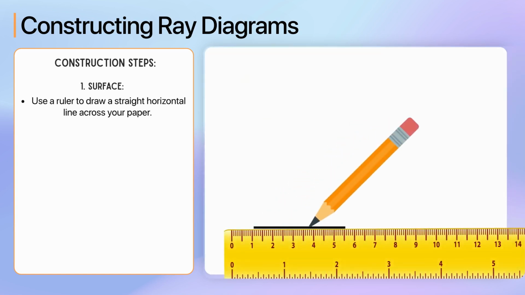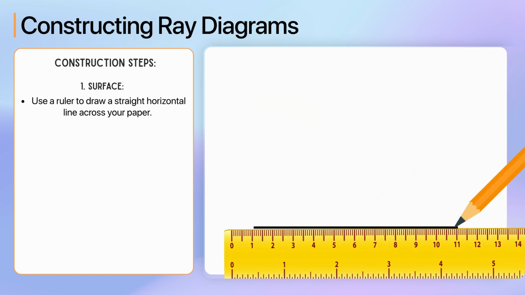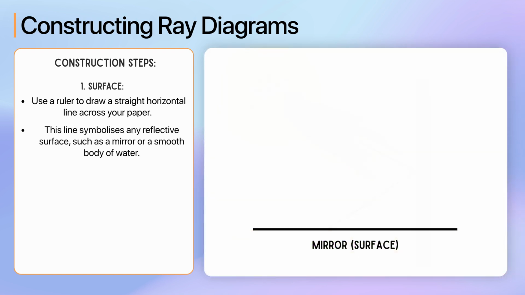Use a ruler to draw a straight horizontal line across your paper. This line symbolizes any reflective surface, such as a mirror or a smooth body of water.